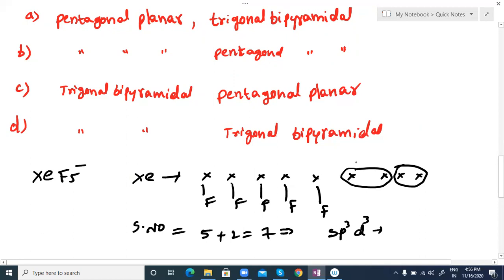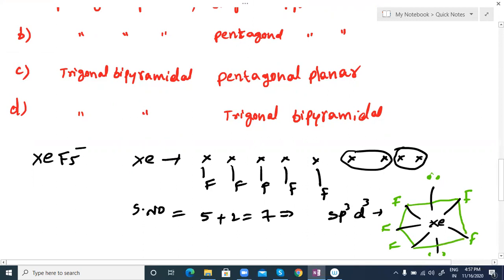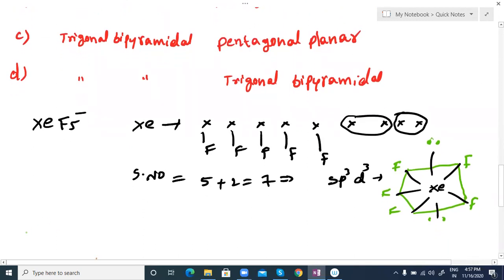Pentagonal bipyramidal. But here lone pairs are there. Based on the lone pairs, the structure is going to change. Because of the lone pairs, it becomes pentagonal planar. So we can take xenon, and you can write all the F here. 7 positions in total, 5 bonds here as given, and we can keep the lone pairs. So this is the expected structure. Then you can find out the pentagonal shape. What do you get here? Pentagonal planar. These are 5. That's why pentagonal planar.